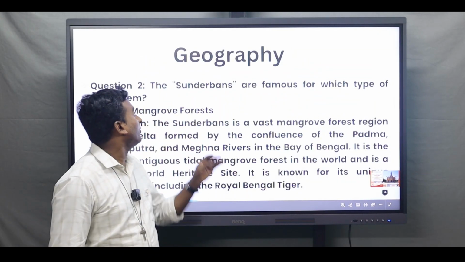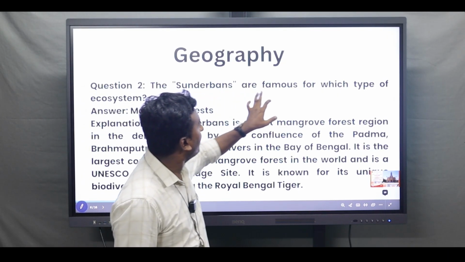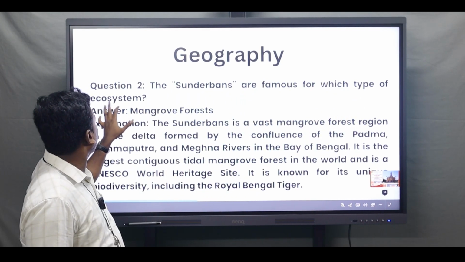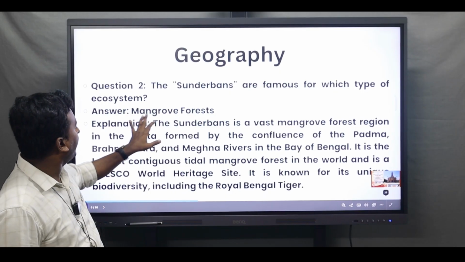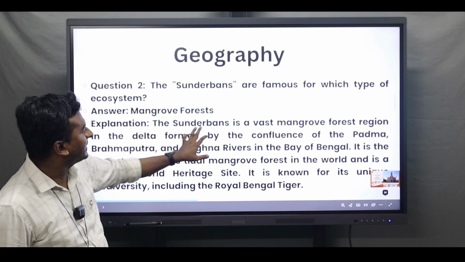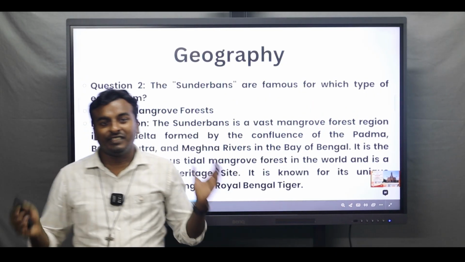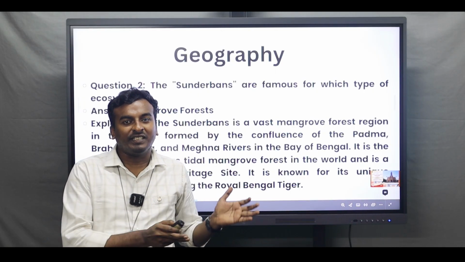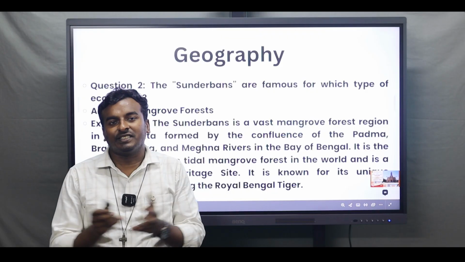Okay, let's move on to question number 2. The Sundarbans are famous for which type of ecosystem? The answer is mangrove forest. Why is it so? The Sundarbans is a vast mangrove forest region, so that is the ecosystem they have there. If you know the geography, which place has what, you can easily answer this type of question.